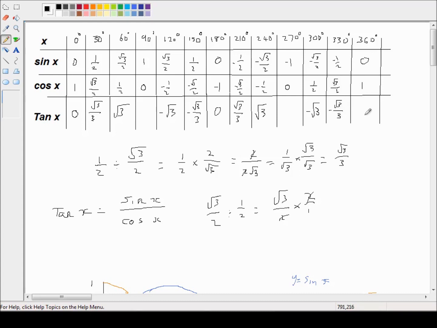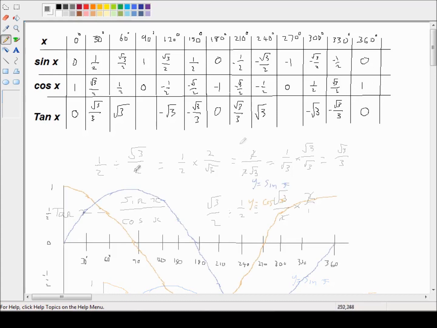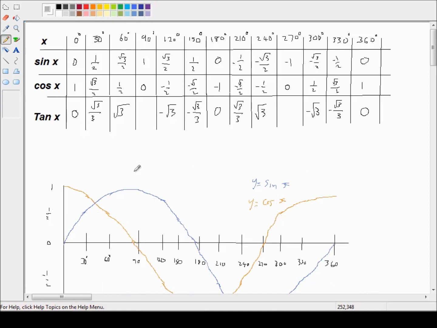And 0 divided by 1 is 0. And that concludes our table. Okay, so what I've done is erased the calculations and moved the graph a little bit so that we can see what we're doing. Alright, so we're looking for the tan, and tan of 0 is 0, so we can just mark that as 0.